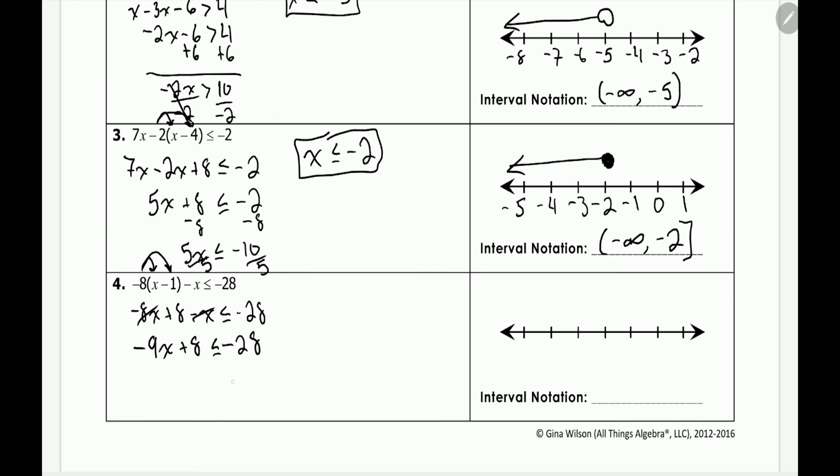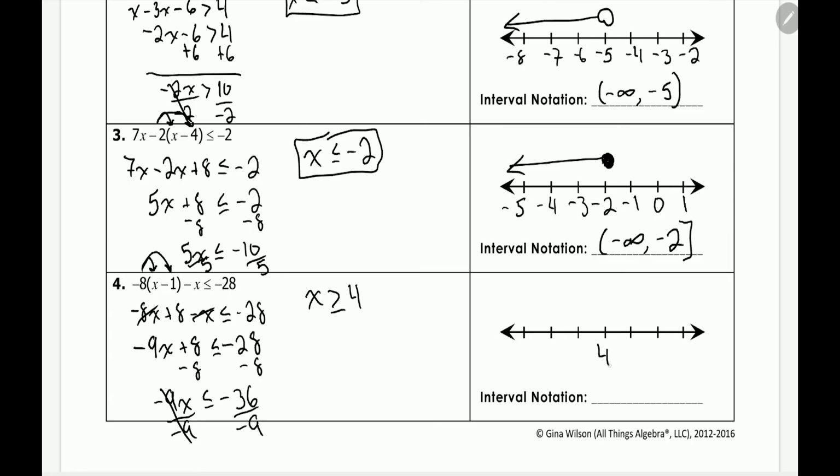Now we have to start solving. So we're going to subtract 8 on both sides. We're left with negative 9x is less than or equal to negative 28 minus 8 is going to be negative 36. We have to divide by negative 9 on both sides. Since we're dividing by a negative 9, we're going to flip the sign in the middle. So those negative 9's cancel. We're left with x is greater than or equal to negative 36 divided by negative 9 is going to be positive 4.